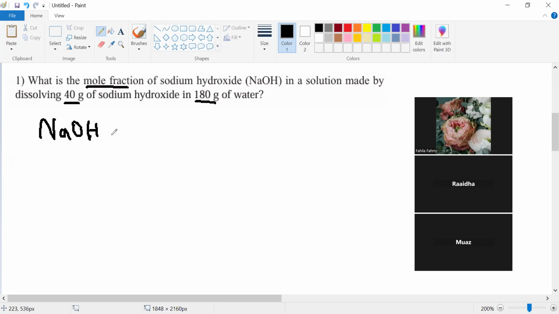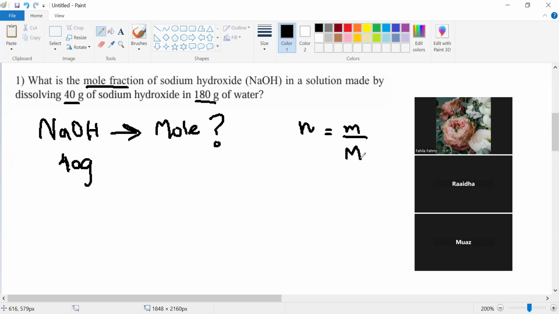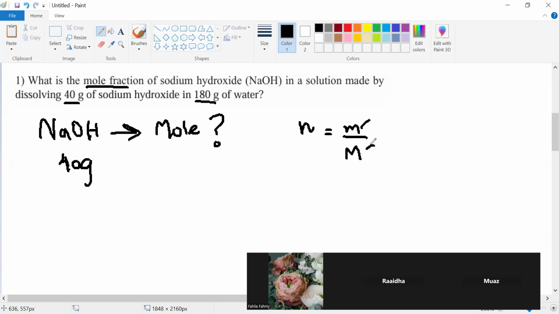Sodium hydroxide. I need the mole number, but I don't have it. The only thing I have is 40 grams. But I know an equation that I have learnt in grade 10: n is equal to m over M, isn't it? I can calculate the number of moles if I know the mass and the molar mass. Even if they haven't given you the molar mass, you can calculate it easily.